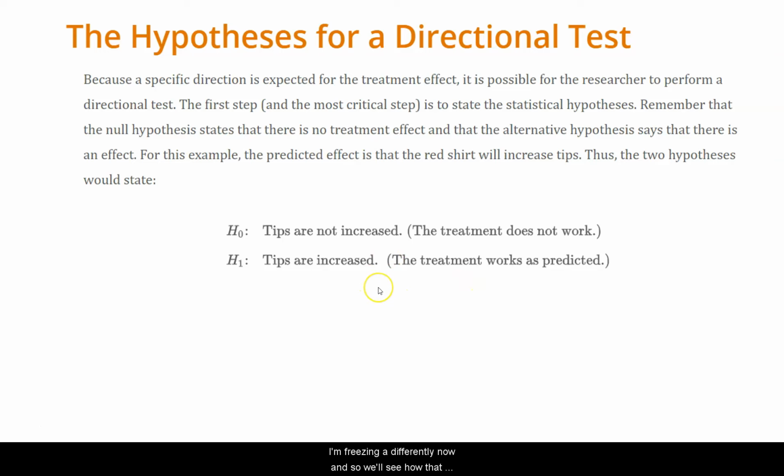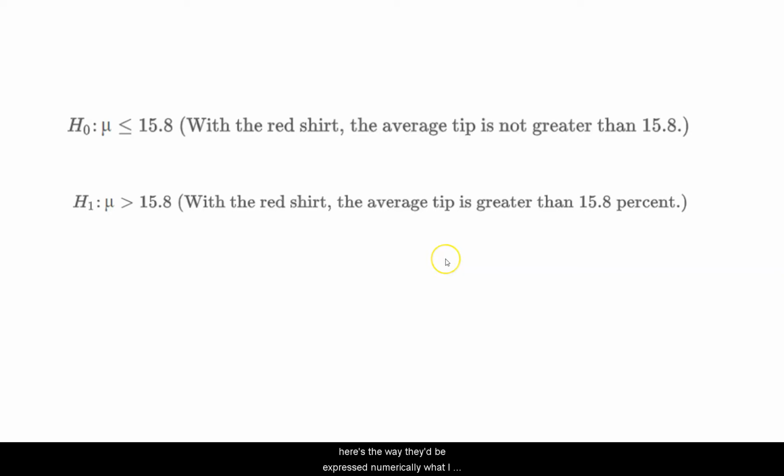Now, here's the blunt rendering of the hypotheses. The null hypothesis says that the tips are not increased. Notice it doesn't say affected now. It just says they're not increased. Where the alternate, the research hypothesis, is that they will be increased. And this is kind of what the researcher is frankly hoping for. Okay, well, fair enough.